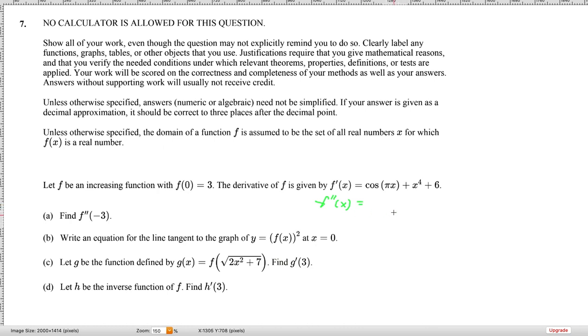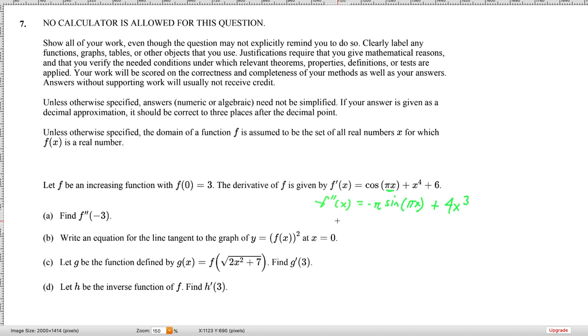Now, to take the derivative of this term here, you've got to realize that this acts like u. You've got to think the derivative of cosine u is negative sine u times the derivative of u, and u took the role of pi times x, and the derivative of pi times x is just pi. I'll write it in the front, still negative, plus the derivative of x to the 4, that's just power rule, 4x to the third, plus the derivative of constant 6 is 0.